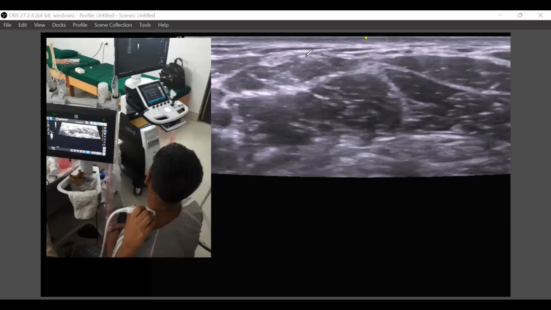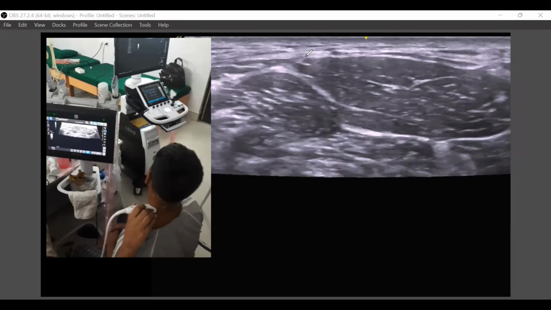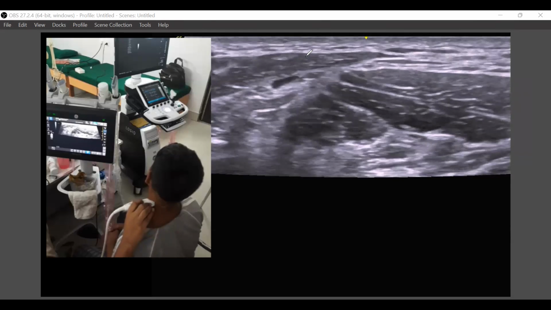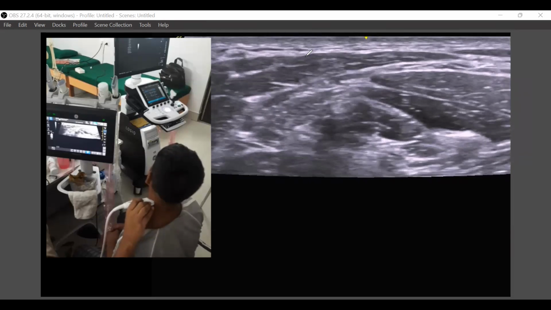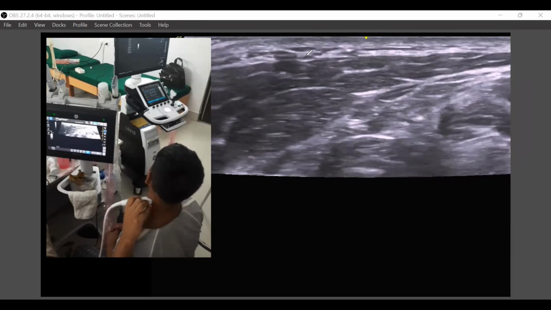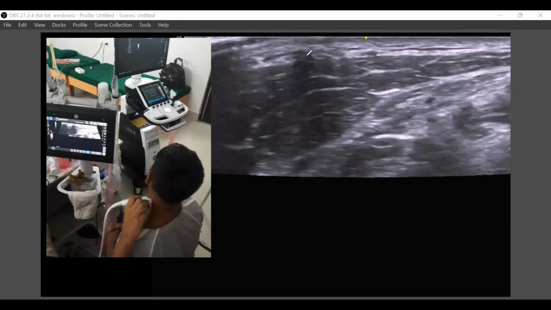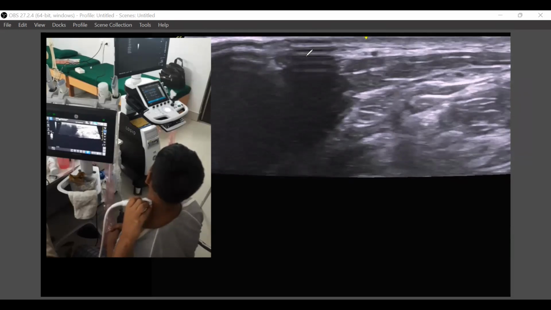Again, I'm going up. Now it is going below the sternocleidomastoid. And now look at this greater auricular nerve. I am now putting it in the center; this is the greater auricular nerve. You see, I am moving the probe down.